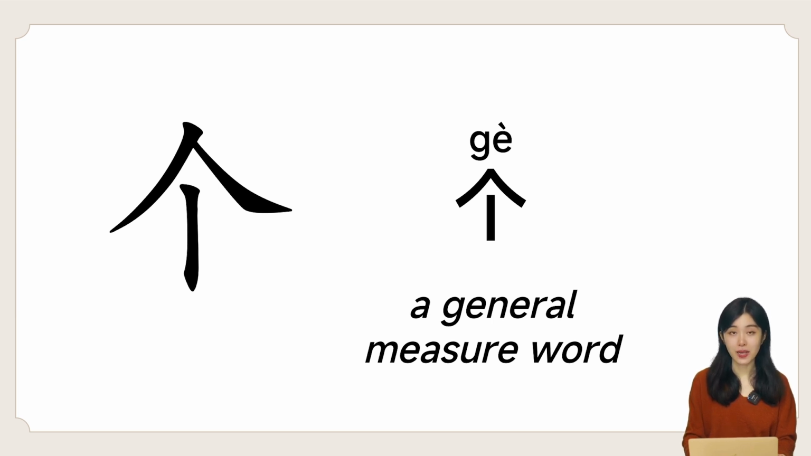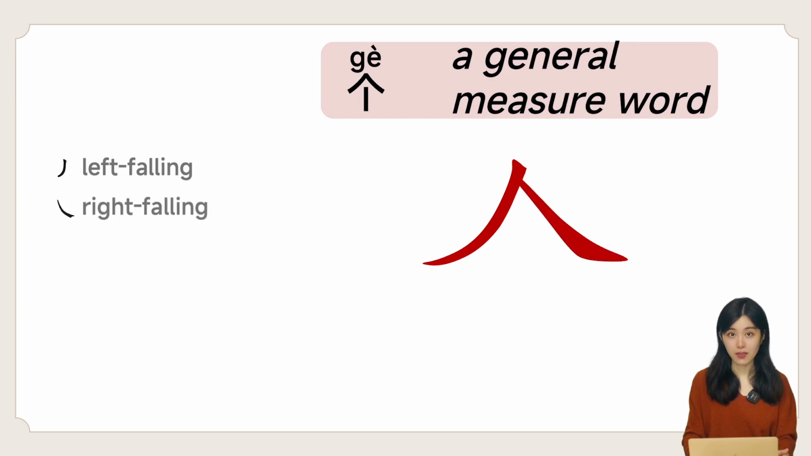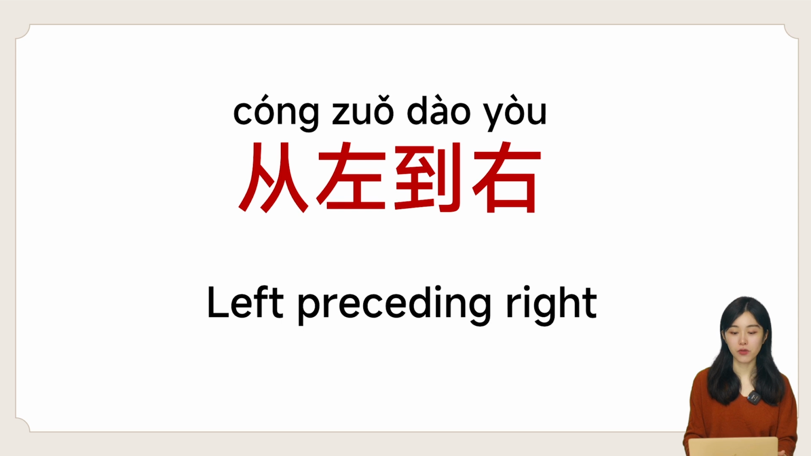个 is a general measure word. Please read it after me. 个. See how to write 个. We should write it from the top to the bottom and from the left to the right. So first, which stroke should we write? The left falling on the left. Next, the right falling. Finally, the vertical stroke. Is it right? Great. We move on to the fourth rule.